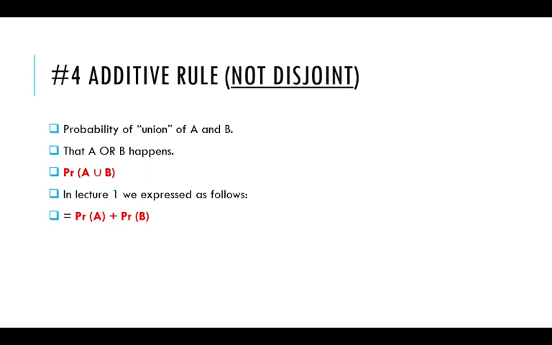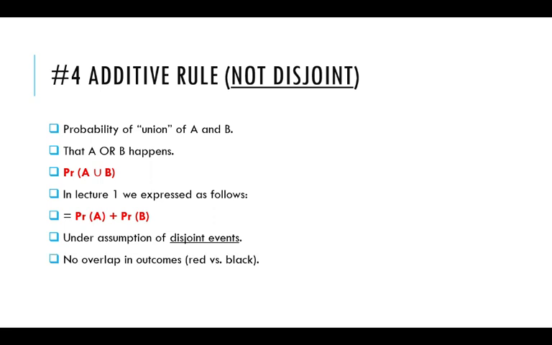This was rule number 3, or rule number 2, I can't remember, but it was our additive rule for disjoint events. We said all we need to do is add probability of A and probability of B. But here's the deal, gang. This was under the assumption of disjoint events. In other words, it was under the assumption that we have no overlap in the outcomes. So red, black, they have no overlap.